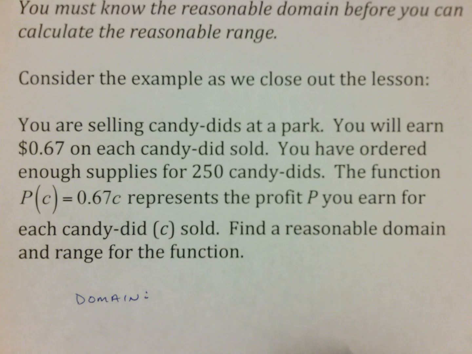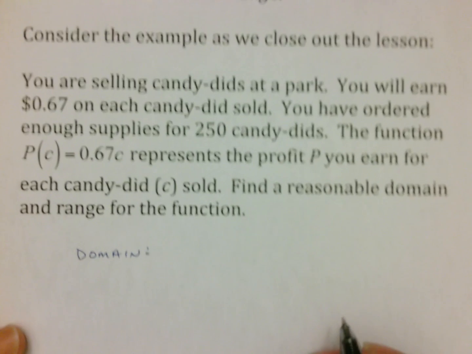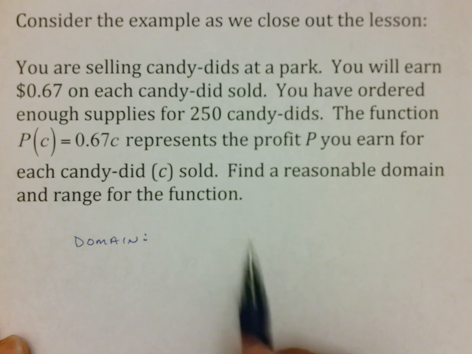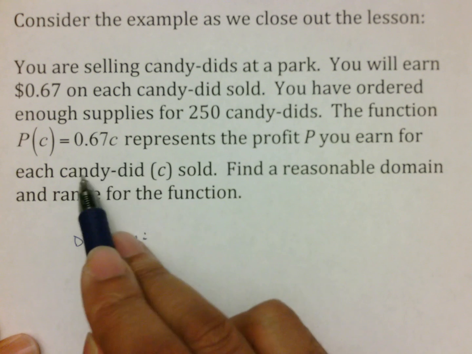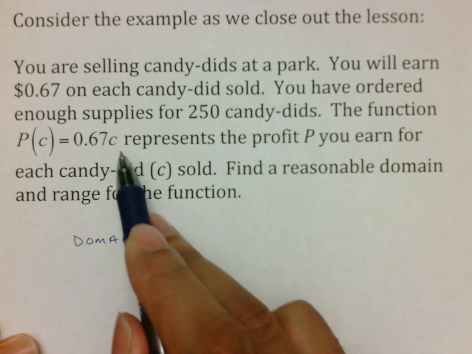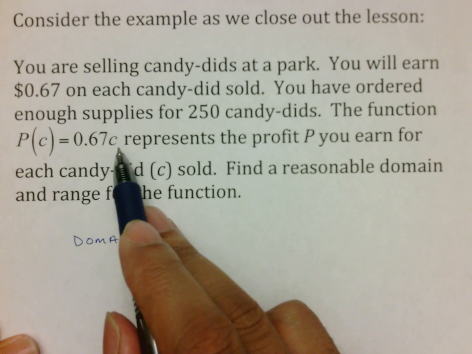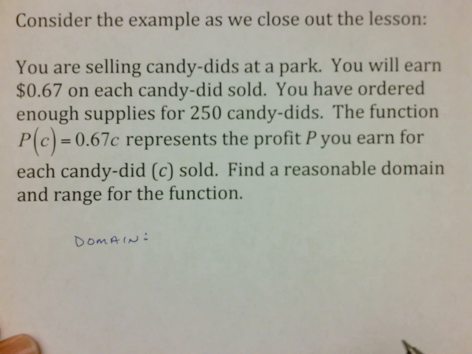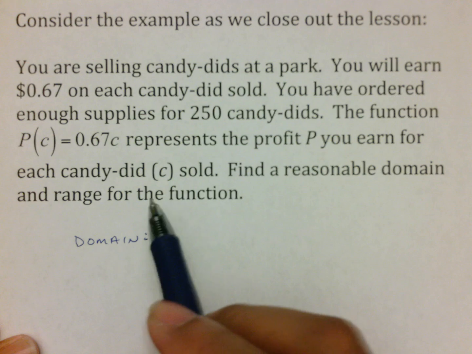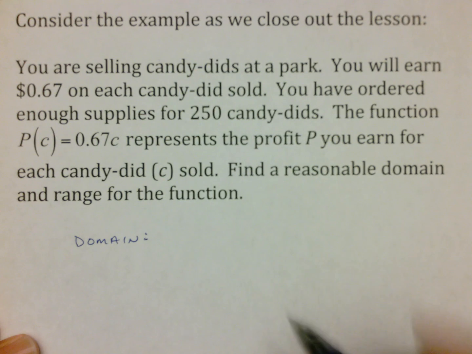Your domain, your reasonable domain. Again, you're talking about this value here because that's what I need to put in. So C represents the candy. Is it possible to sell negative pieces of candy? No. So that means that I've got to find my lowest amount of candy I could sell. And in my opinion, the lowest number of candies I could sell at a park is 0.